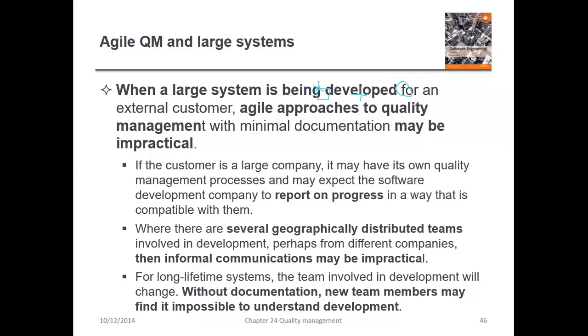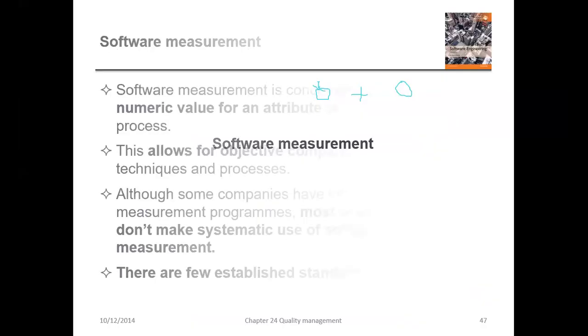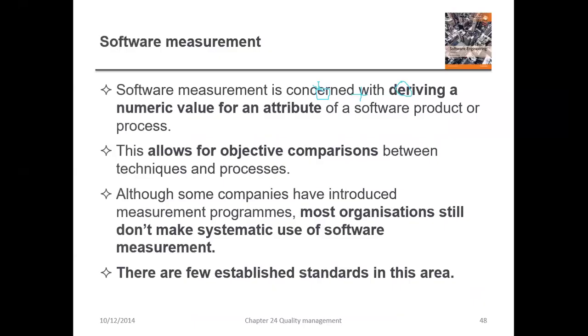If you go through, you understand what I'm trying to say here. Everything here has been explained in terms of agile. Now, the last topic in this slide has to do with software measurement. How do we measure software? Measurement is concerned with deriving a numeric value for attributes of a software product or process.